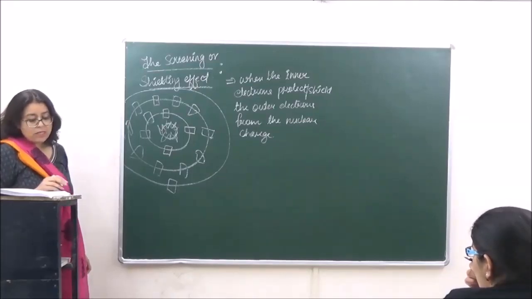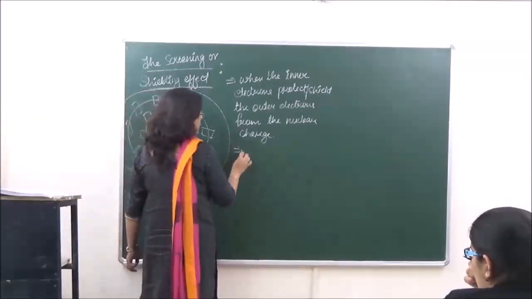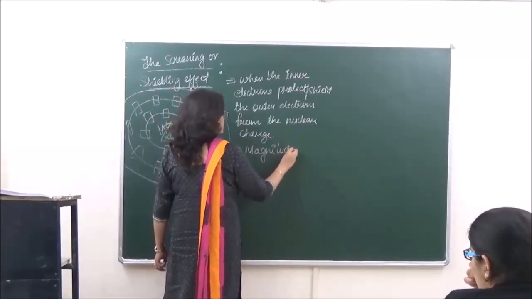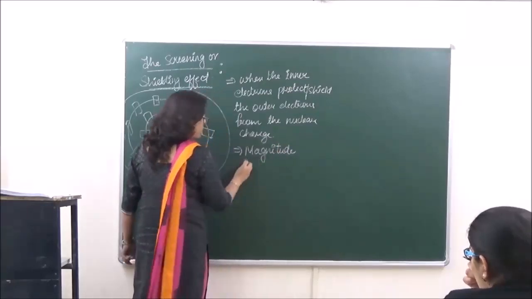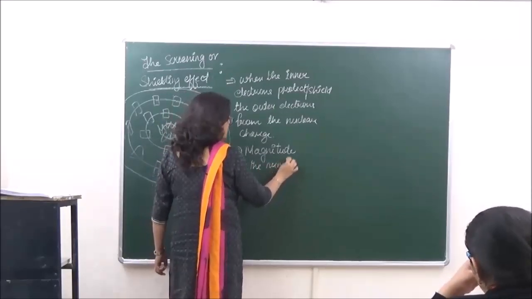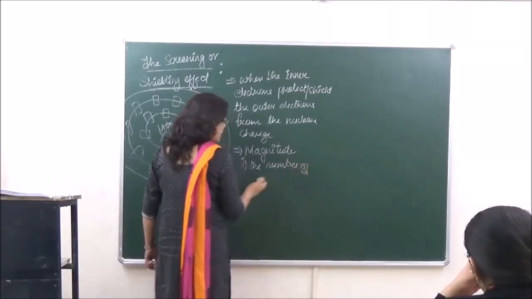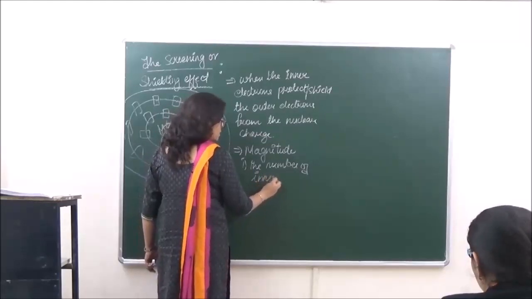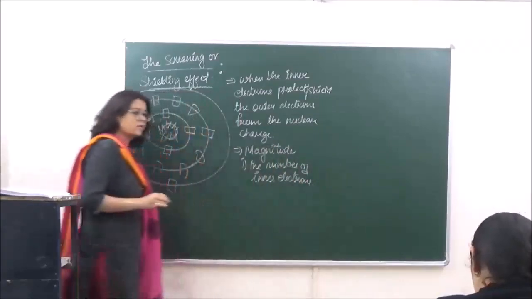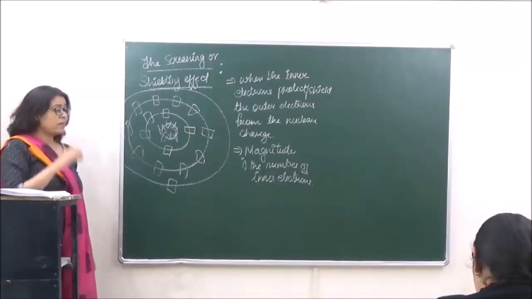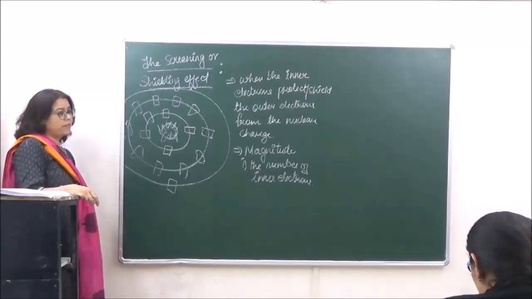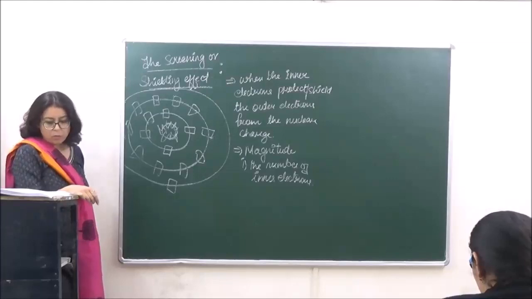Now the magnitude of shielding effect, that will depend upon what? Magnitude of shielding effect depends, number one, on the number of inner electrons, right? The more the number of inner electrons, the more is going to be the shielding effect. The magnitude of shielding effect is going to be more, right?